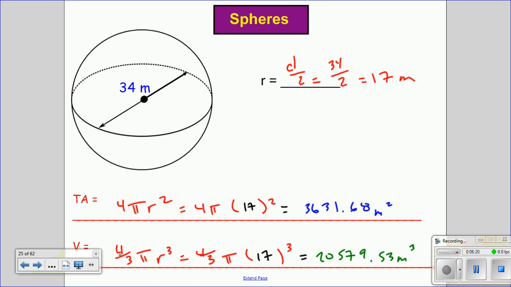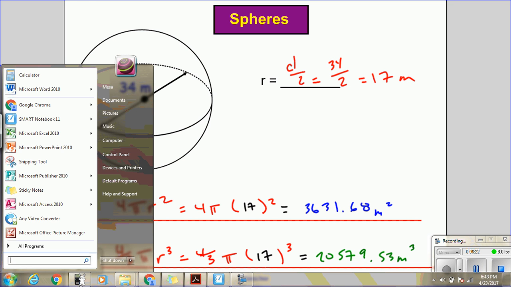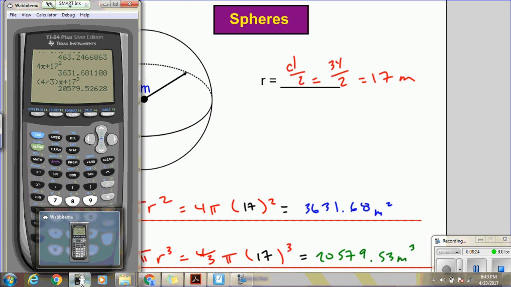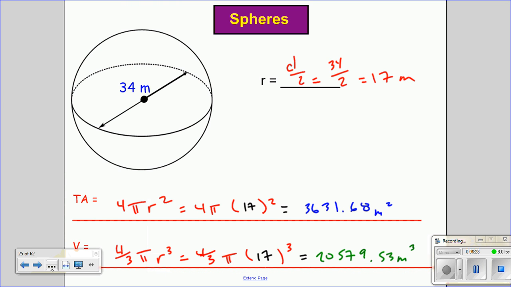Let's just double check that I wrote everything correctly from the calculator. Looks good. Alrighty, folks. And this concludes our notes for today.